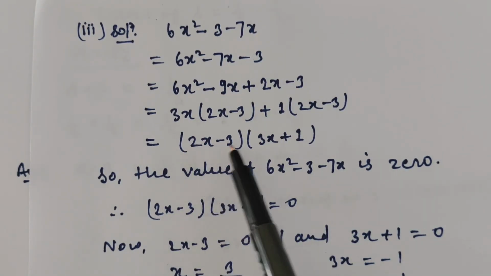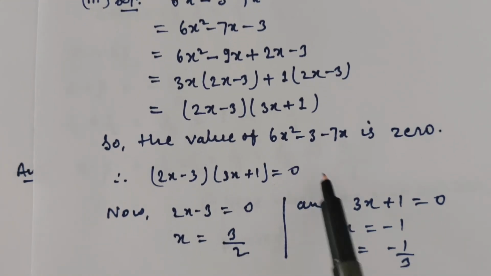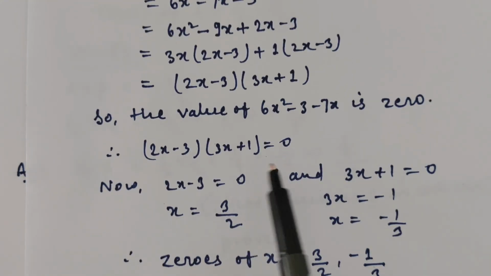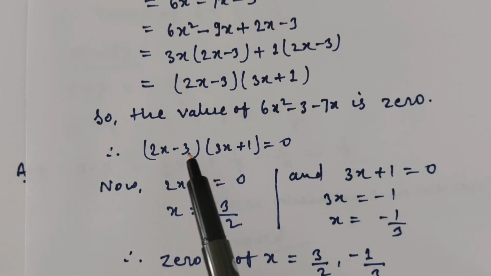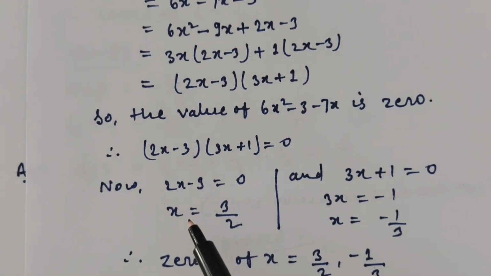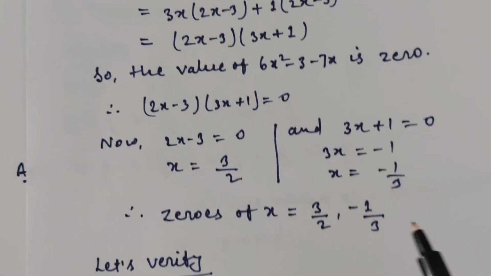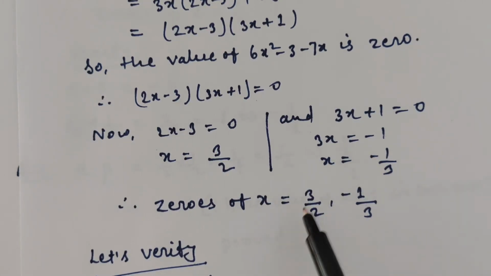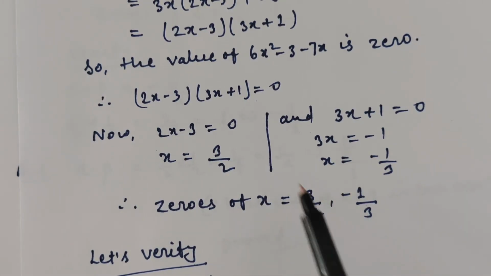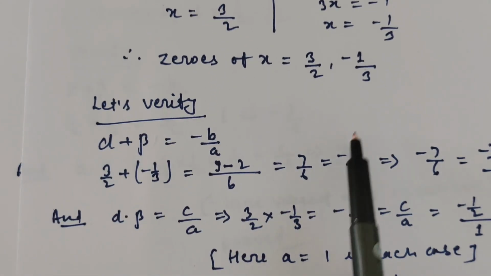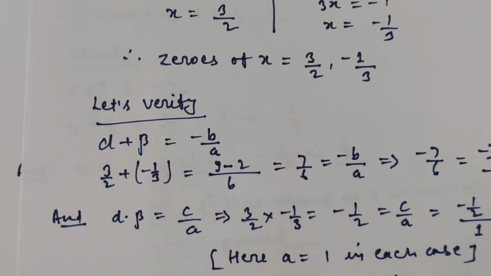And finally you got (2x - 3)(3x + 1). After that, write this statement, and this will be valid for the purpose of the exams. We get the values x = 3/2 and x = -1/3. These are the two basic values, or zeros, of this polynomial. Let's verify whether these two values are valid or not.